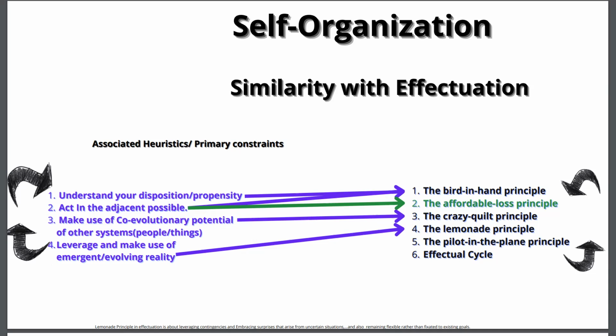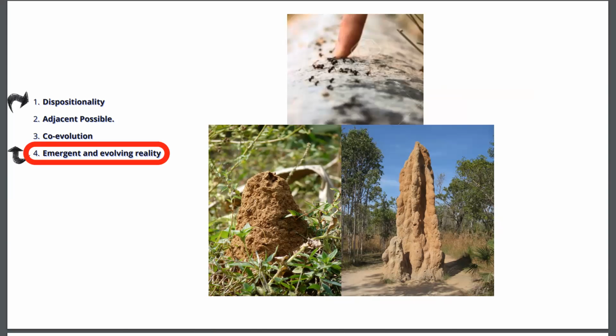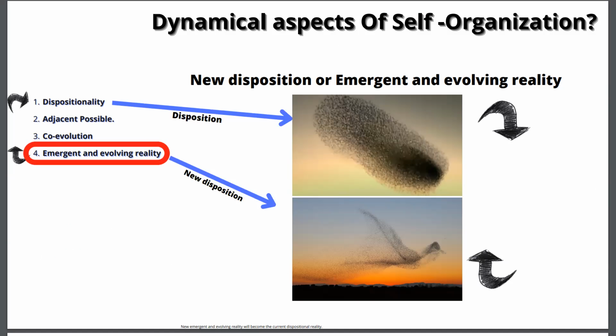An unexpected emergent property might show up, or maybe we might see it as a negative thing. We might see it as not useful at a particular point. But it is important to accept this reality and make use of the current dispositional propensity. That's a key point. As I already discussed, in nature, systems don't cry about unexpected things. They have to adapt to whatever uncertain situation was given to them, no matter what it is. Now, as I already discussed, the emergent and evolving reality will become the current dispositional reality or current dispositional propensity.